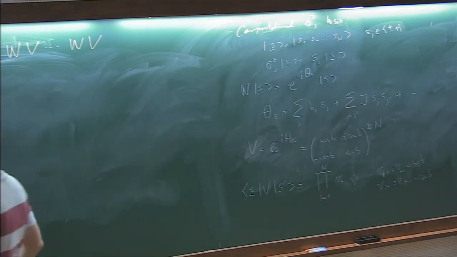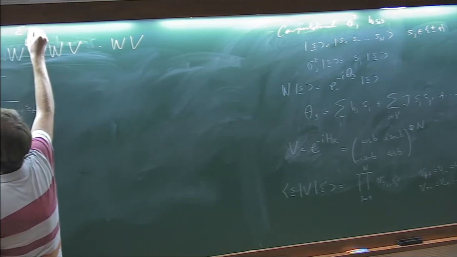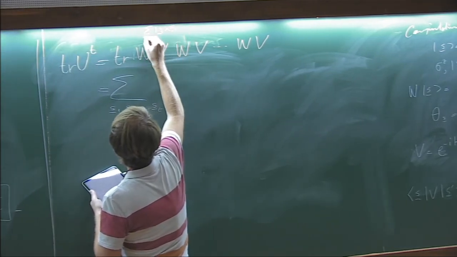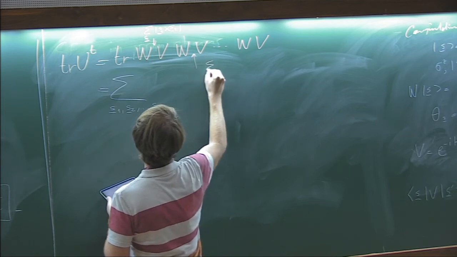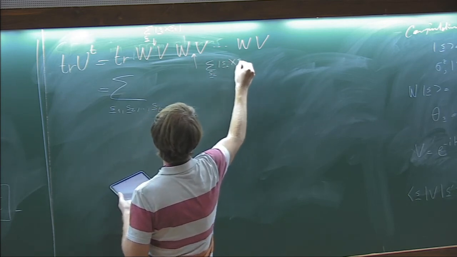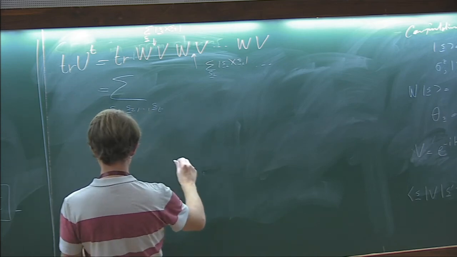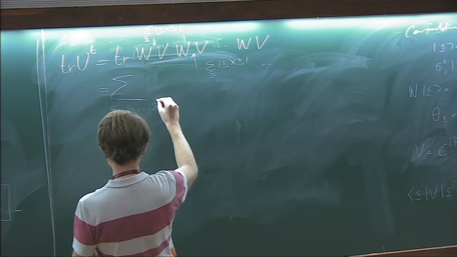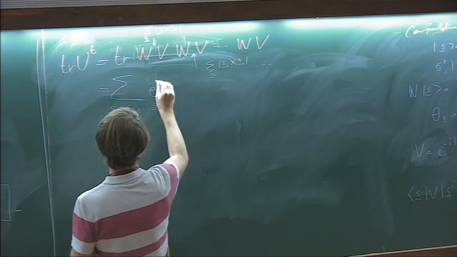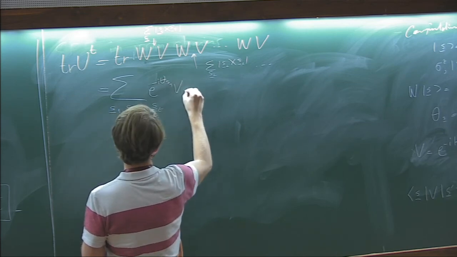And now what we do is just a straightforward calculation. So what I do now is just take a multiple insertion of identity where I name these spin configurations S1, S2, up to ST. I insert them like this, and so on. And since this is diagonal in this basis, I only pick up the phase. So it's like e to the minus i theta of s one, times v of s one, s two.